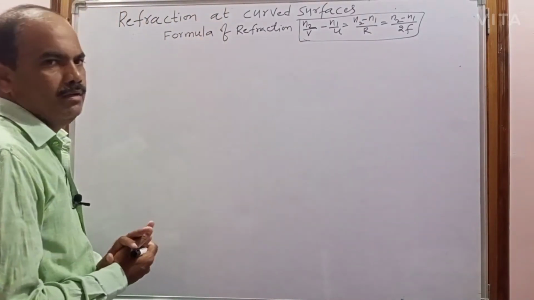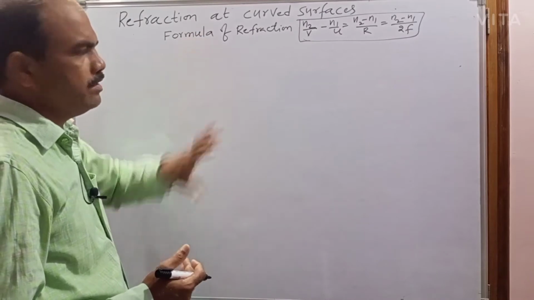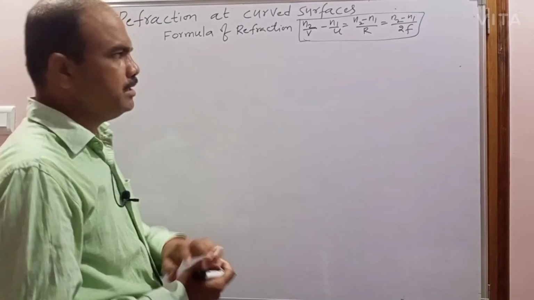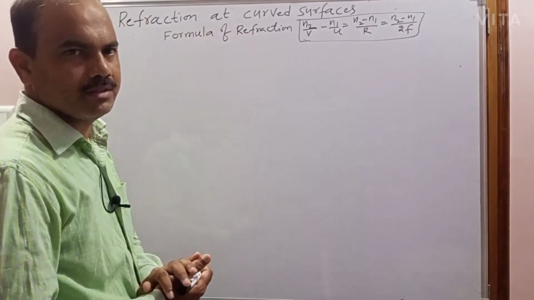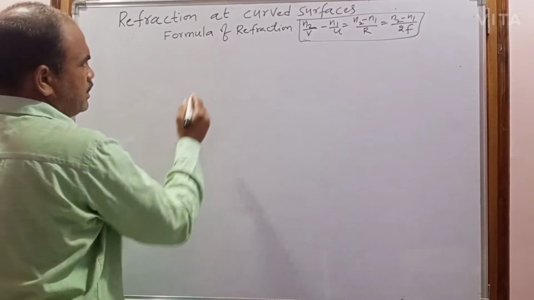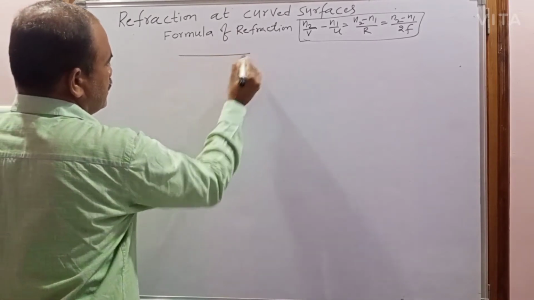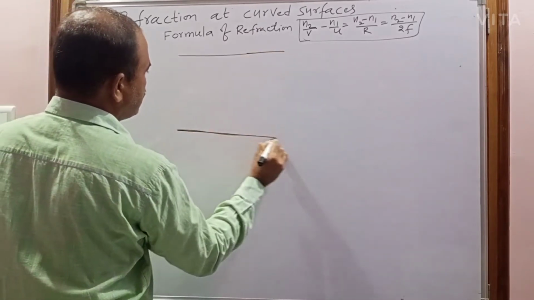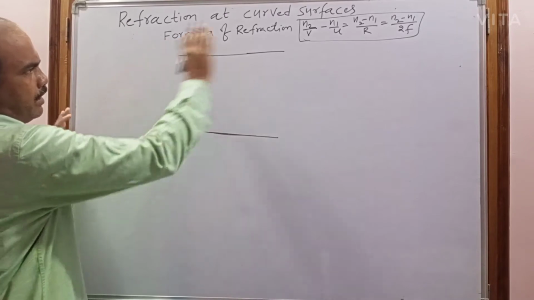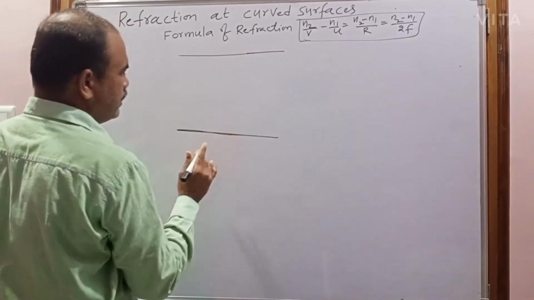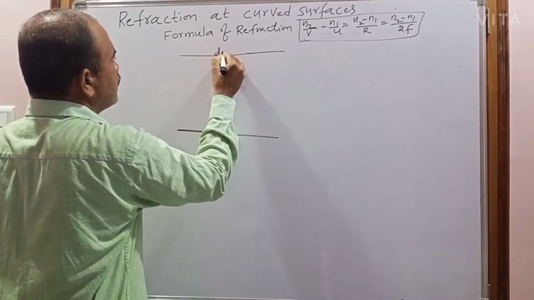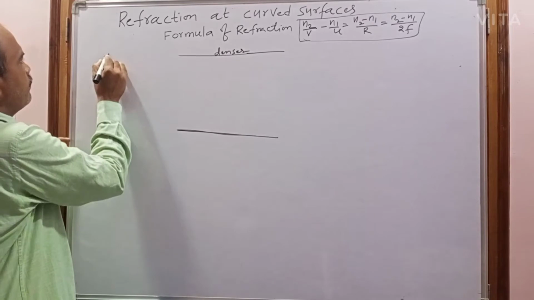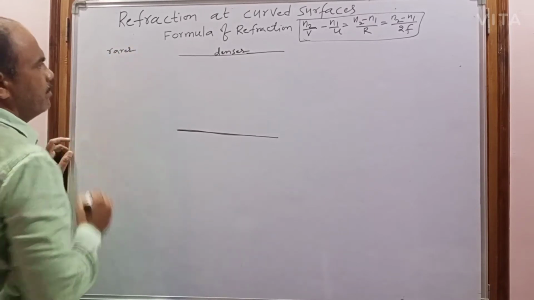While deriving this formula, I can also explain how image formation takes place when refraction happens at a curved surface. To derive this formula, I am taking this as a denser medium. Let us imagine this is the denser medium, and around it will be considered the rarer medium.